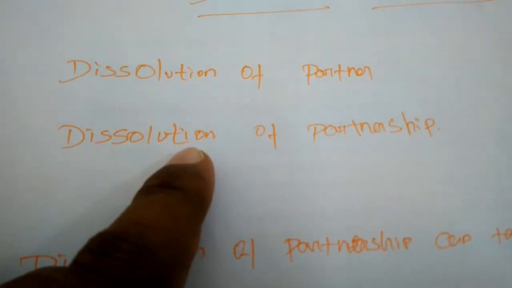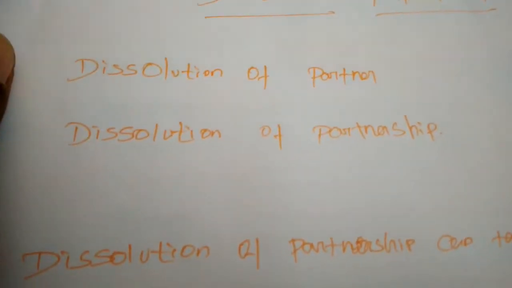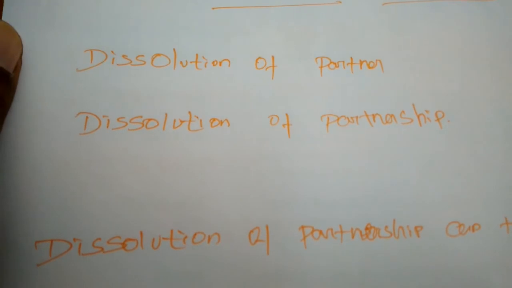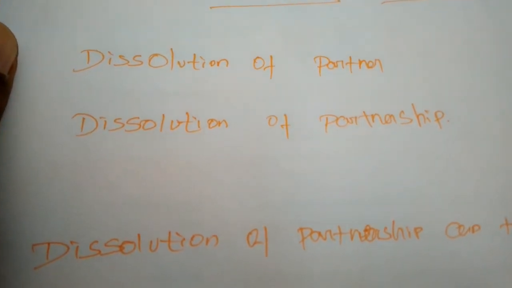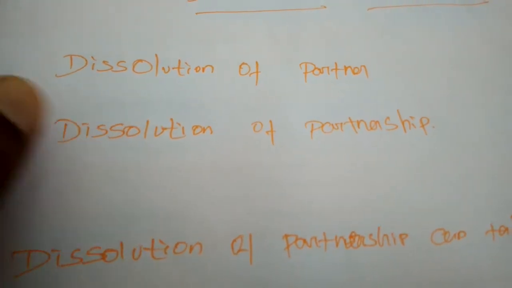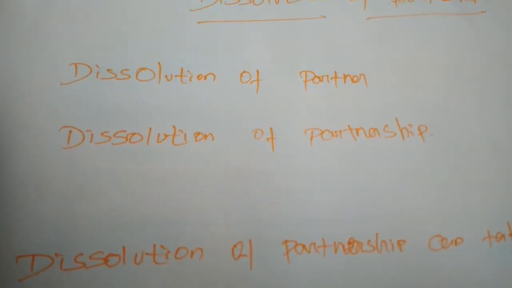Next, the last letter is N: notice of dissolution by a partner. If one or some of the partners want to dissolve the organization by providing notice to the other partners, it will come to an end. So in these situations, a partnership organization will come to an end.